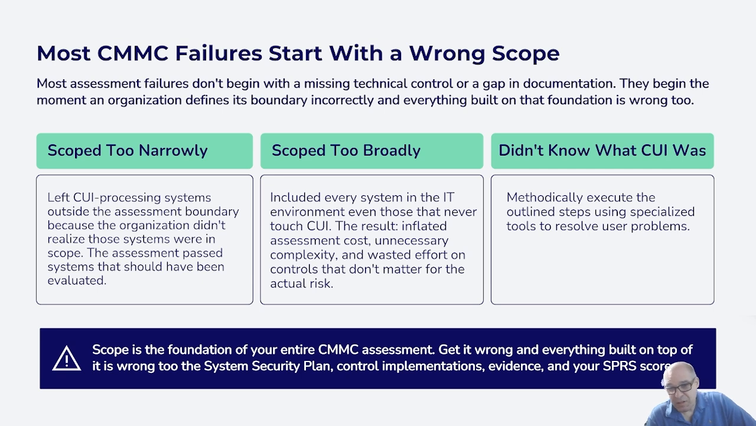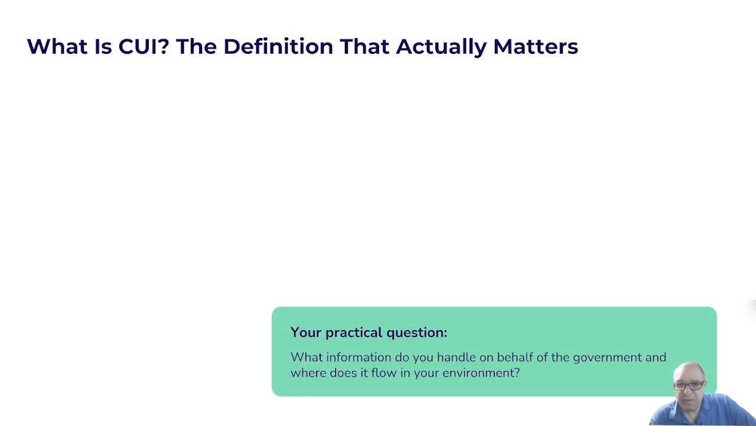Scope is the foundation of your entire CMMC assessment. If the scope is wrong, everything built on top of it is going to be wrong too. The system security plan, the control implementations, the evidence, the SPRS score. That's what this mini class is about: understanding CUI, getting your scoping right, and what the system security plan needs to document to hold it all together. Let's define CUI, because that is the starting point for everything.